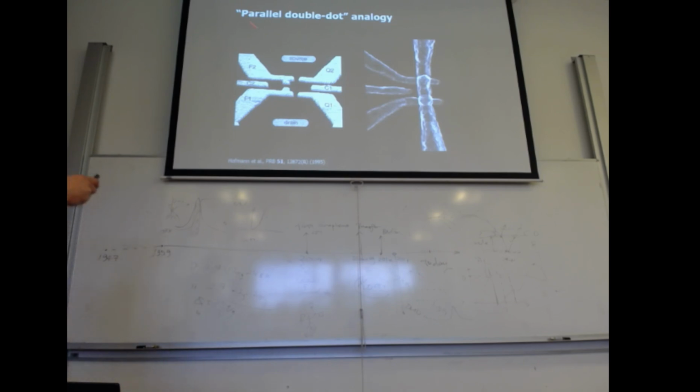Now, the analogy that you can think of is rather than a double dot in series, it's a double dot in parallel. Okay, so we have one quantum dot sitting here, that is the equivalent here, that we measure in direct transport through the channel here, and then there is this second one that is coupled to it. So this is a parallel double dot system. It's a slight variation of what I showed you yesterday.